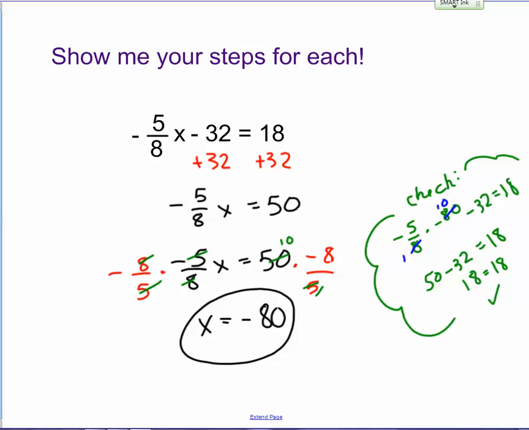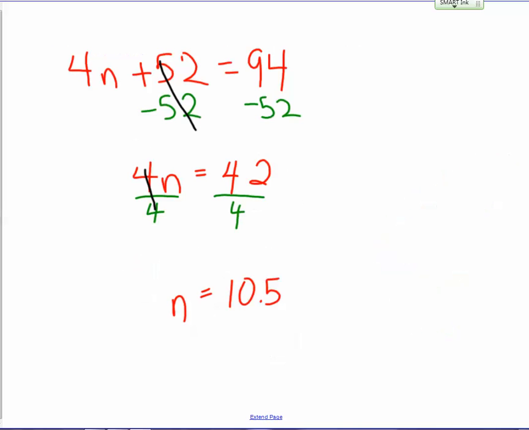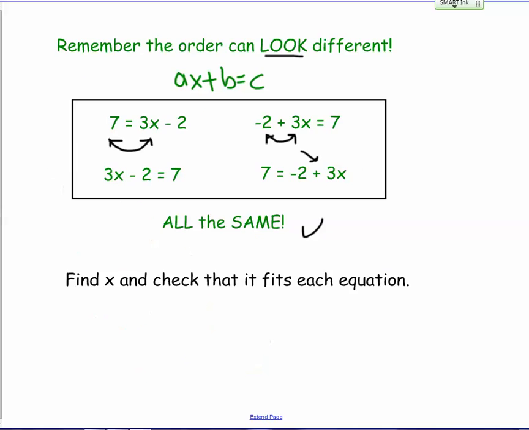Same two steps for all of them. Undo addition, subtraction, then undo multiplication or division. And when you undo multiplying by a fraction, you actually just multiply by its reciprocal, which is the same thing as dividing by negative 5/8. To divide by a fraction, you multiply by its reciprocal. So we're just taking out that step to make it faster.